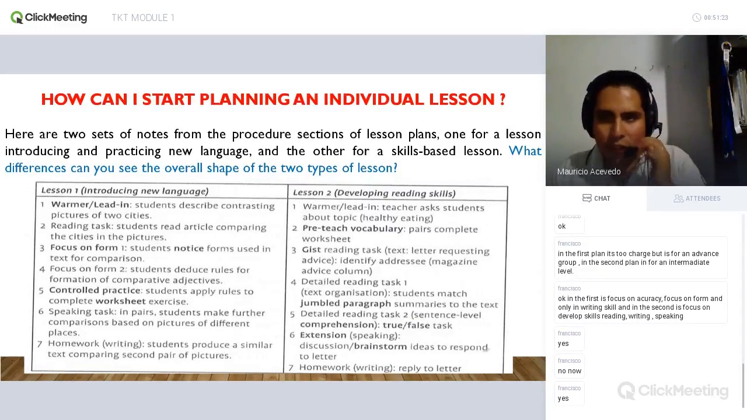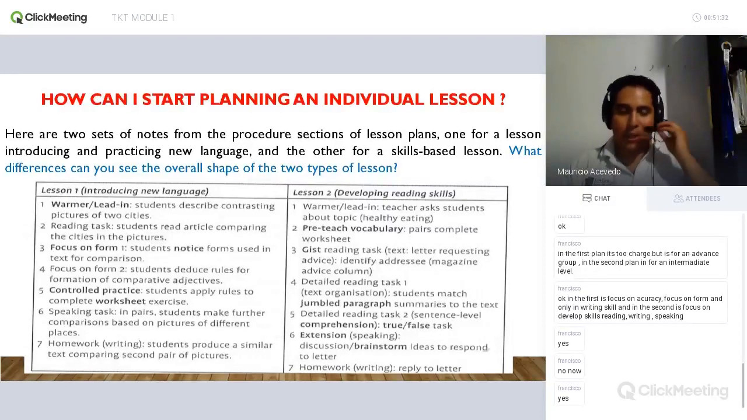Okay, you said that in the first one we focus on accuracy, focus on form, and only in writing a skill. And in the second the focus is on developing skills, reading, writing, and speaking. Very nice. That's what I wanted. Okay. So as I was telling you, because maybe you will have this question in the real test. Okay, so for an individual lesson, we need to be very aware of the shape, of the form of the class, because you cannot control everything in just one class.